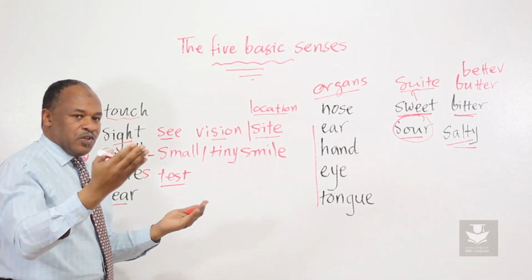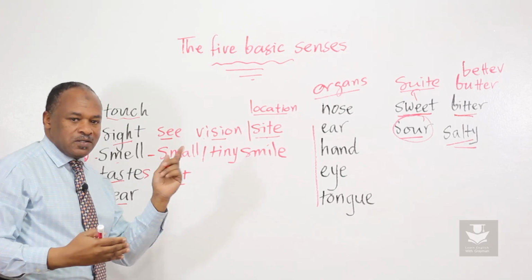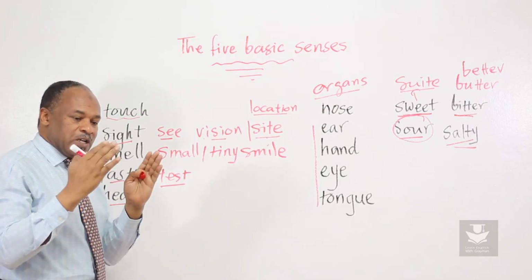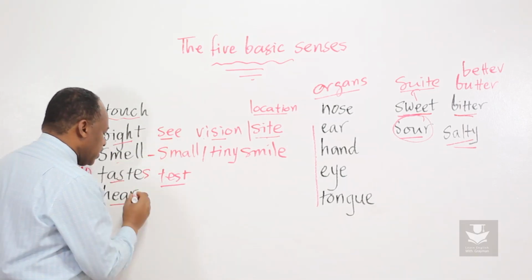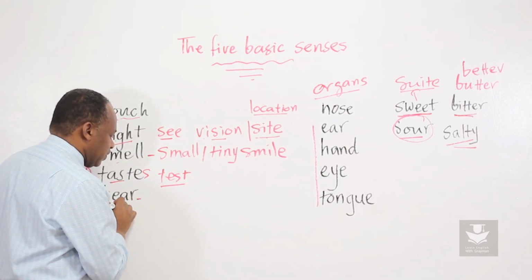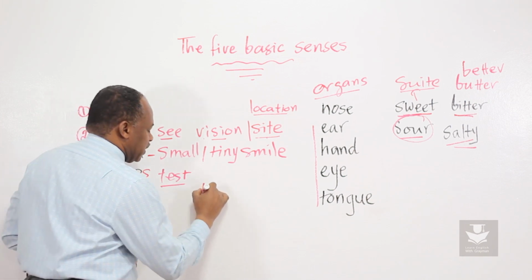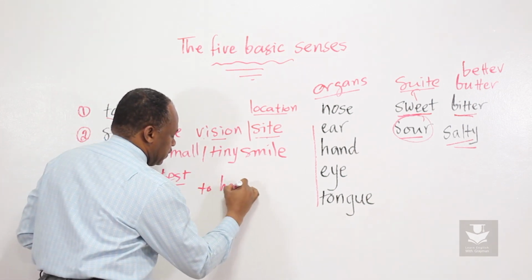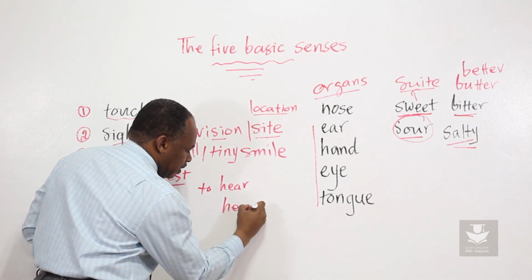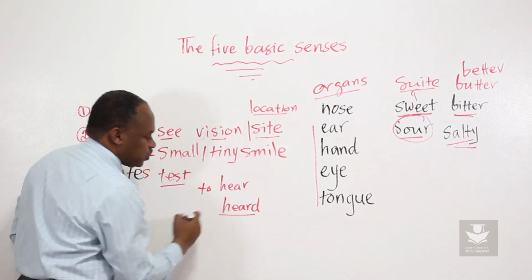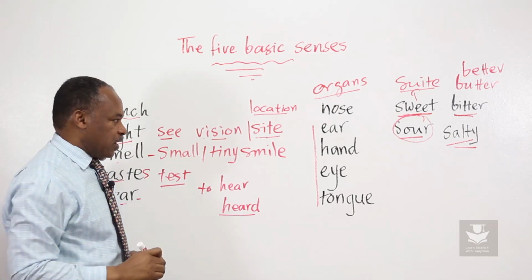When you hear, have you heard something? Did you hear it? It's by accident. But when you listen, you pay attention in order to understand something. I want you to pay attention to this one. Sometimes when it is a verb, we say to hear. Okay? What is the past? H-E-A-R-D. Heard. That's the past.